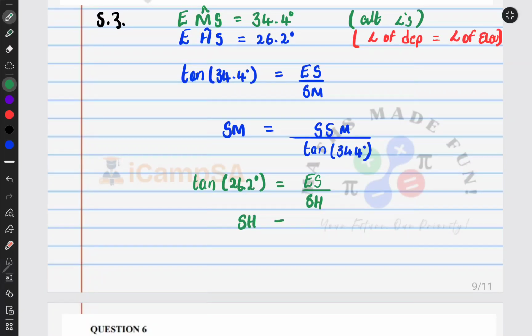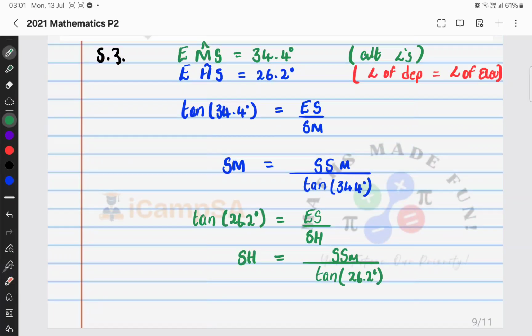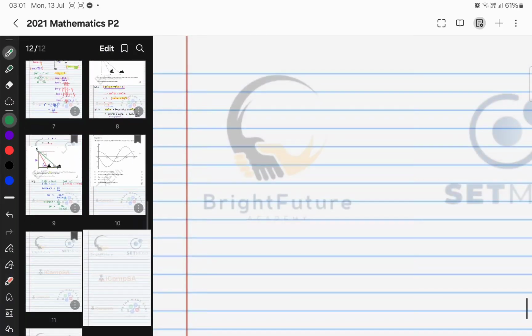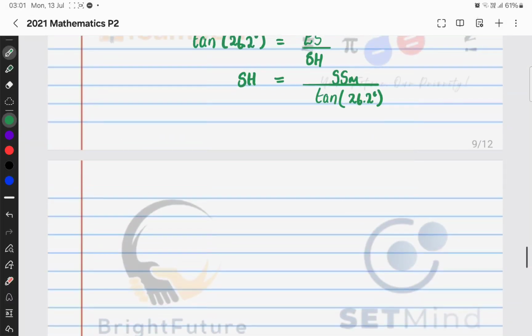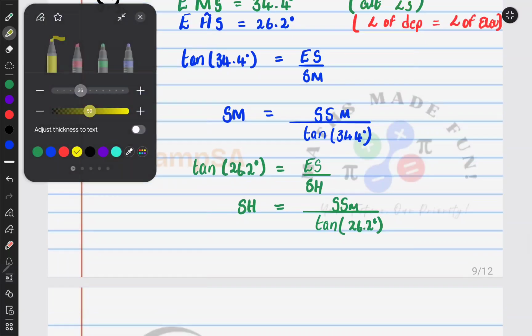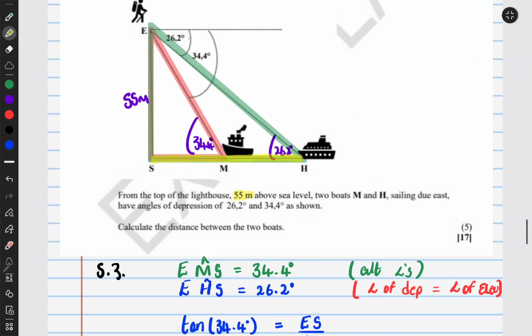We're going to have SH is equal to, what is ES? ES is 55 meters divided by tan 26.2 degrees. Okay, and once we are here, let's add a page. Now we have side SH, which completes this entire side, and then we have side SM.